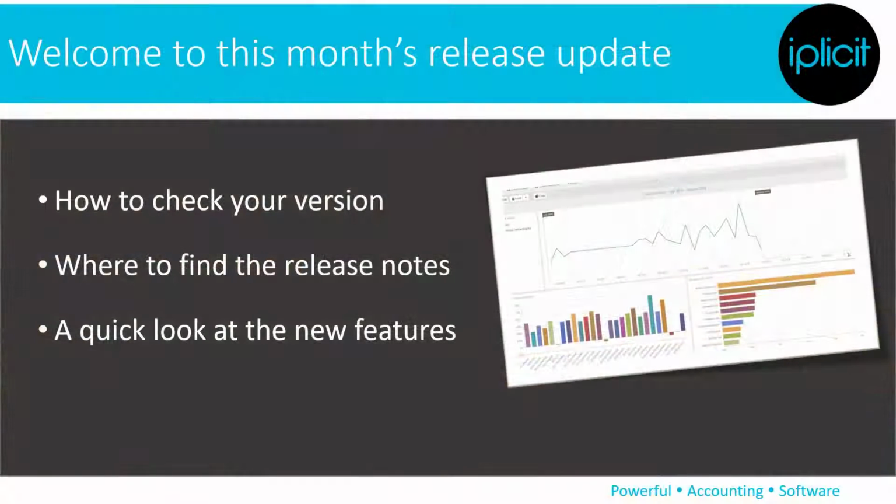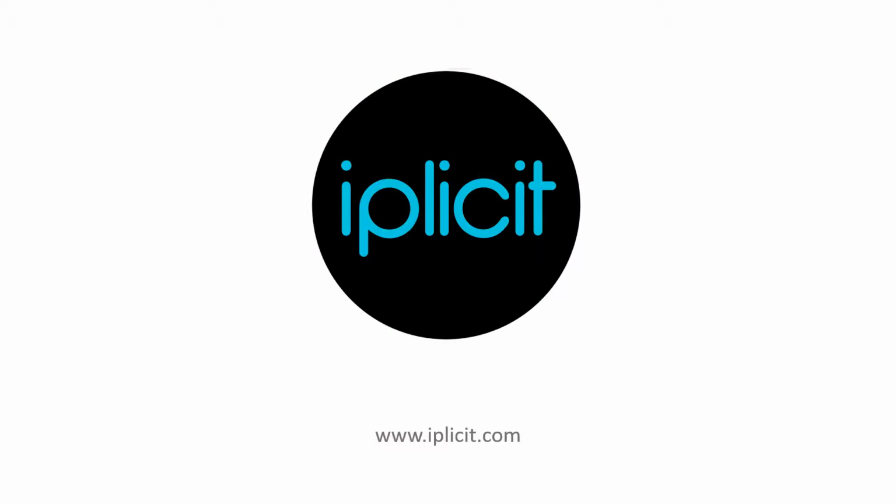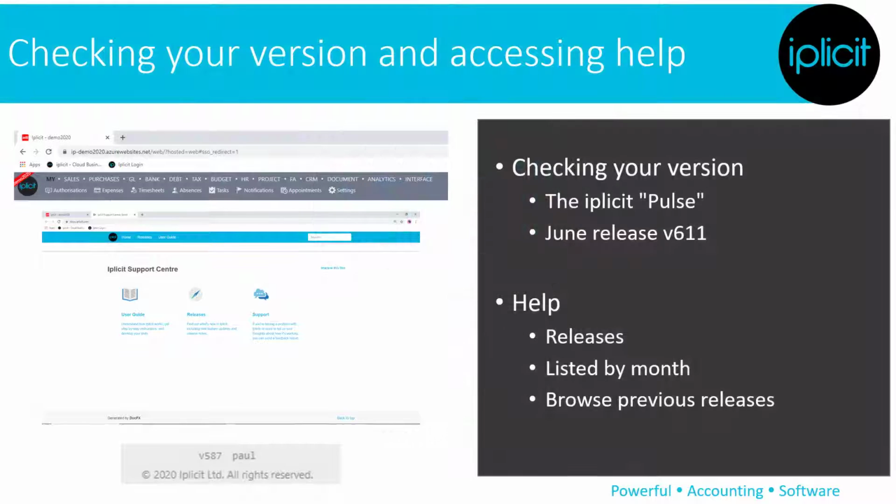So in today's video, we'll be covering how to check your version, where you can find the release notes, and we'll be taking a look at some of the new features within this month's release. Firstly, you can check what version of iplicit you're running by clicking on the pulse, and the version number will be located at the bottom of your screen.